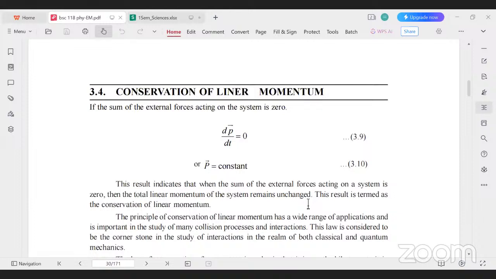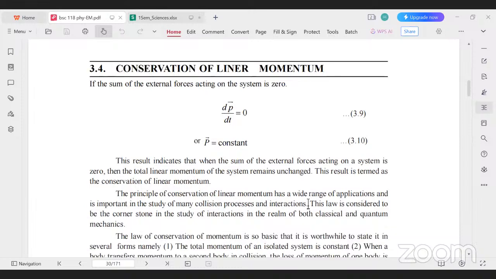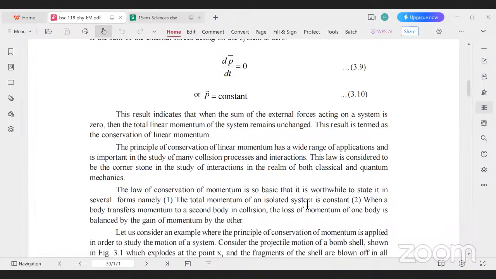So the principle of conservation of linear momentum has a wide range of applications and is important in the study of many collision processes and interactions. This law is considered to be the cornerstone in the study of interactions in the realm of both classical and quantum mechanics. So what is quantum mechanics? We have it next semester. So I hope you know what quantum is. Quantum means very, very small. So for that also we are going to study. That is your next semester topic, quantum mechanics.